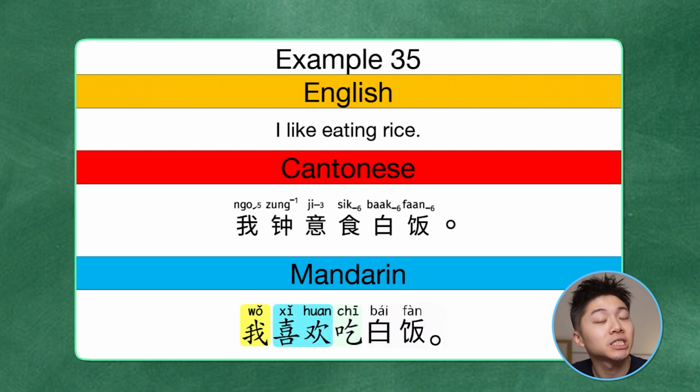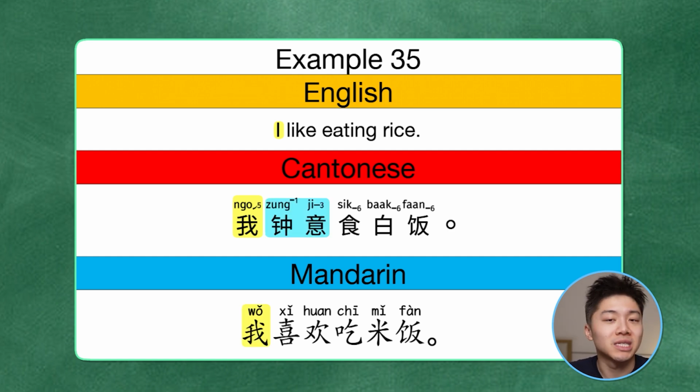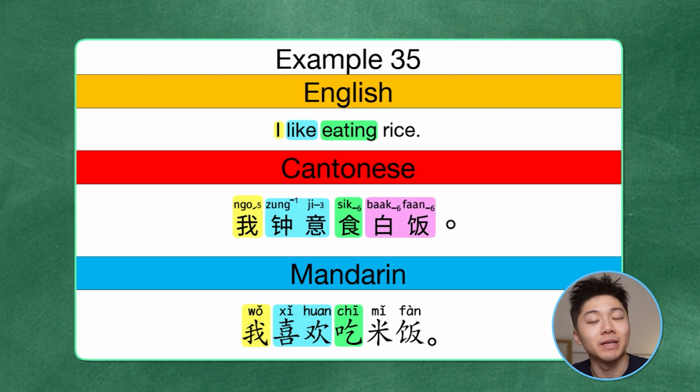So, 我喜欢吃白饭, which is same as 白饭, but really just depends where you're from, because in mainland China, they more commonly say 米饭. Really depends. 我 is I in Mandarin, 我. 中意 means like in Mandarin, 喜欢. 食 means to eat in Mandarin, 吃. Okay, and then 白饭 means white rice.